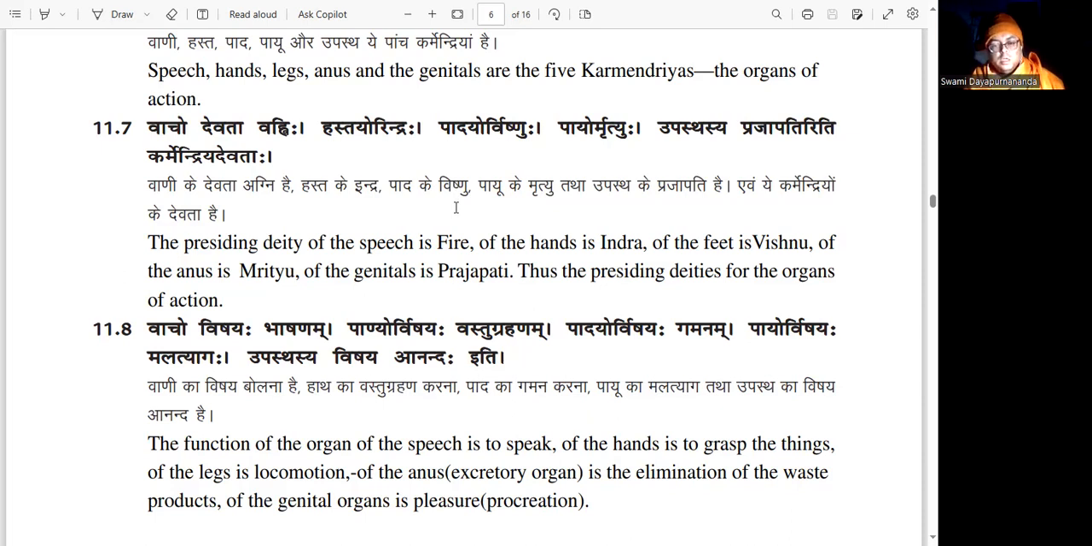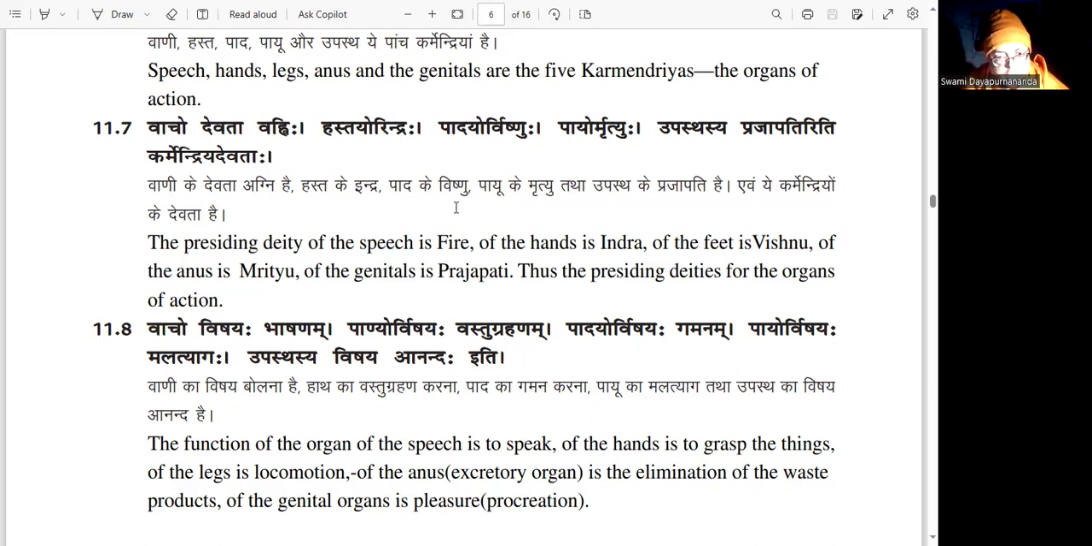So again, the pada: how you use this instrument by the blessing of Vishnu, its Devata, it helps us either go towards good or towards bad. Then, Payoh Vishaya Malatyagah.